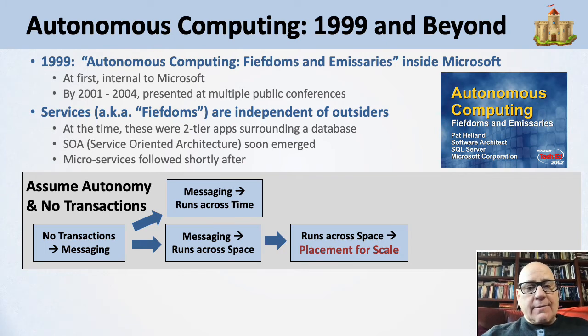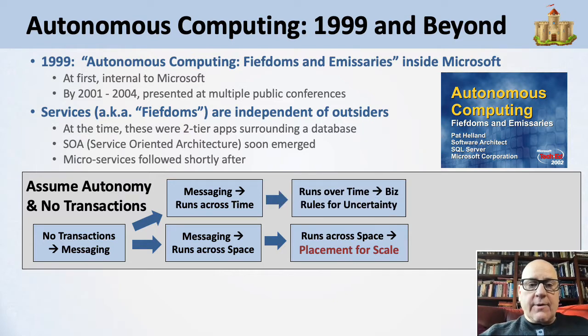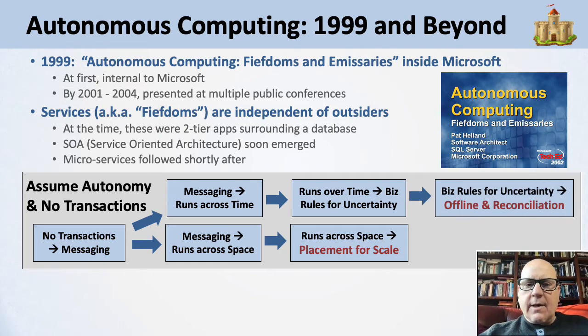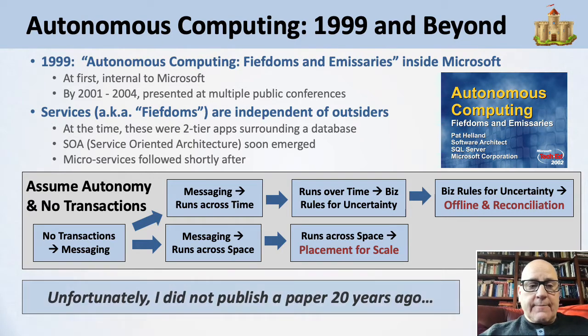Now, messaging means it runs across time. You send a message and that happens, and then later on I send a message and back and forth. Now if it runs over time, there are business rules for uncertainty. You say you're going to do something and then you don't. So how do I cope with that? What do I think about that? So business rules for uncertainty help explain offline and reconciliation. Unfortunately, I did not publish a paper 20 years ago, but I have papers coming out now to make up for that.